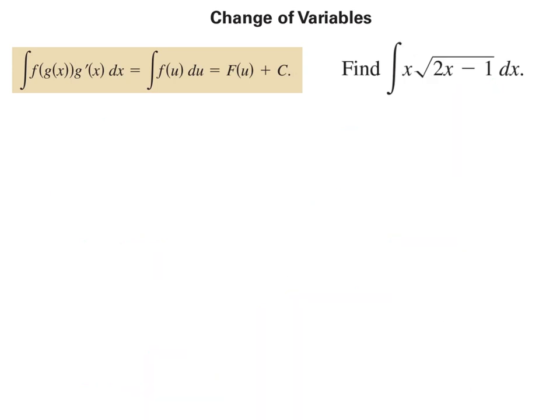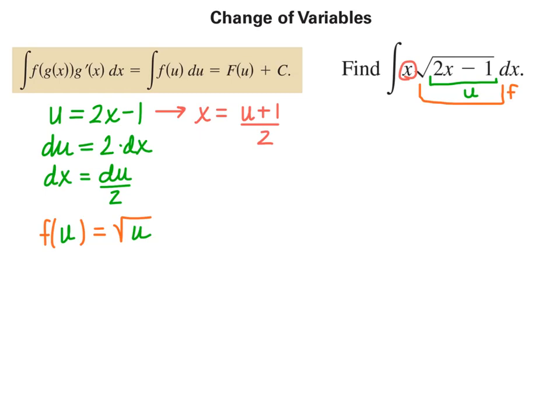And since that one was so much fun, let's do another one. Let's find the integral of x times the quantity 2x minus 1 all under the square root, dx. Remember, we're going to be looking for things to define in terms of u. Just like in the last example, I have u, which is underneath the square root, so that's 2x minus 1, and the derivative of u in respect to x is just 2 times dx, and again I can solve dx in terms of du, so that's du over 2, and f of u is the square root of u.